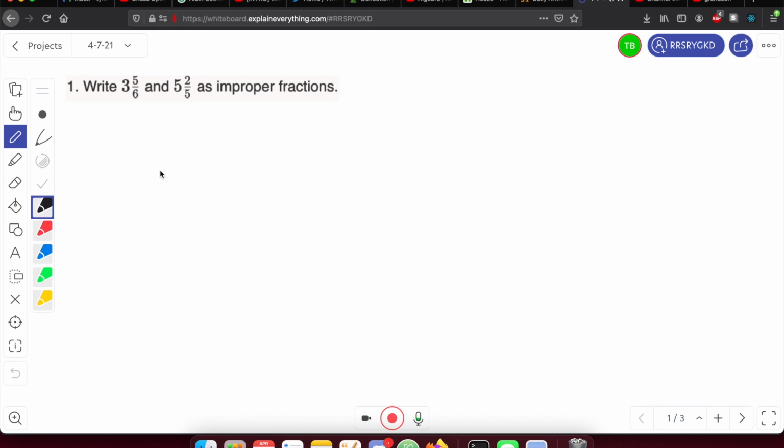Question 1. Write 3 and 5/6 and 5 and 2/5 as improper fractions. So first of all, what is an improper fraction? Well, an improper fraction is just a fraction in the form a over b, where these terms cannot be reduced anymore.